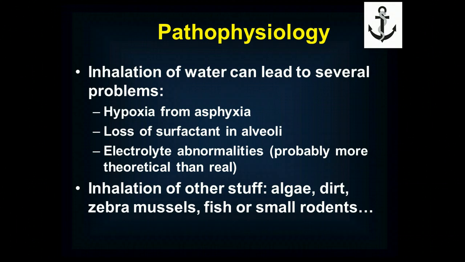And that water tends to make the alveoli collapse shut. And that water tension can be so high that the alveoli really can't be reopened easily. It takes a lot of pressure to reopen them. So you have this stuff called surfactant, which is pretty much like a detergent, and it breaks up the water tension and lets the alveoli stay open at very low pressures. If you wash the surfactant out of the alveoli, they will all collapse and they won't be able to be reopened easily. And then again, those electrolyte abnormalities, which are probably more theoretical than real. You can also inhale other stuff depending on what you're in. And any junk that gets in your lung is going to be an irritant to the lung and a source of infection.